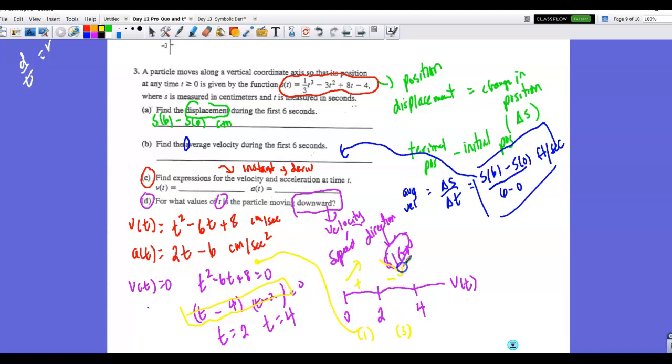Particle moving downward. I'm going to choose a number greater than 4, like t equal to 5. I'm going to substitute into my factored form. 5 minus 4 is 1, which is positive, times 5 minus 2 is 3, which is positive, and a positive times a positive is a positive. So I can now see that the particle is moving downward from 2 to 4. So spend some time with this. Very important concepts.